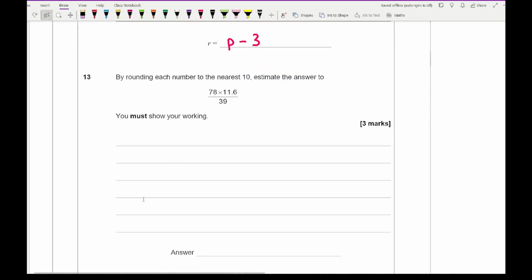Question 13 says by rounding to the nearest 10, estimate the answer to 78 times 11.6 over 39. So what you want to do first is make sure you're rounding each of these 3 numbers to the nearest 10. So that's going to be 80 multiplied by 10 divided by 40. Now 8 times 10 is 800 over 40, and then I can cancel the zeros. So I've got 80 divided by 4, which gives me an answer of 20.